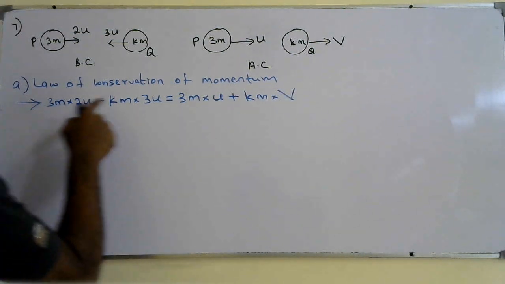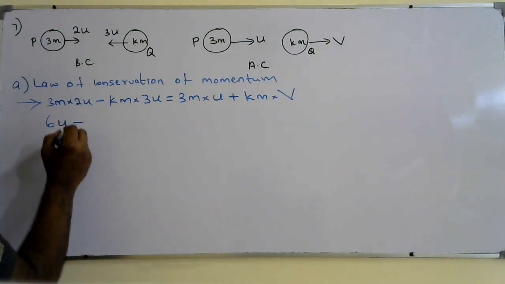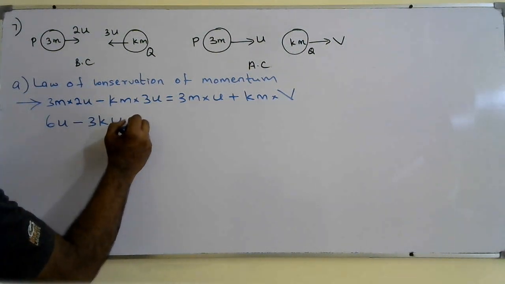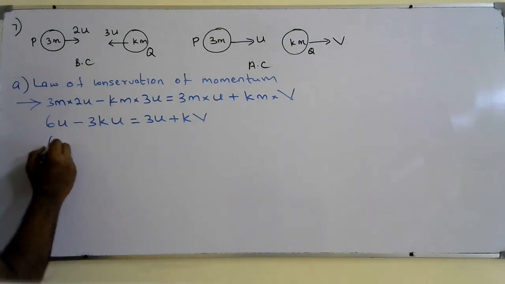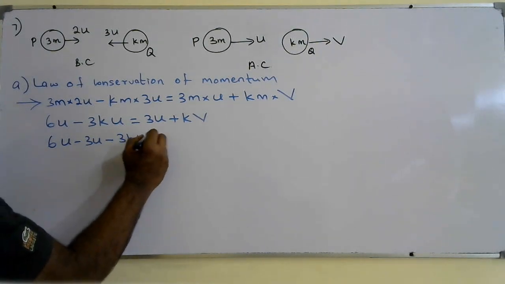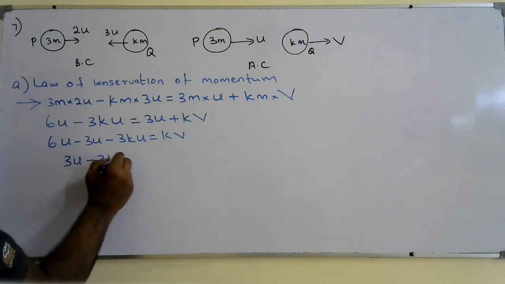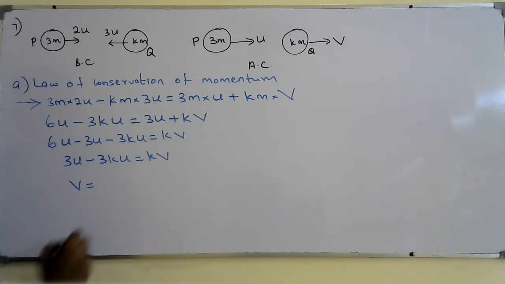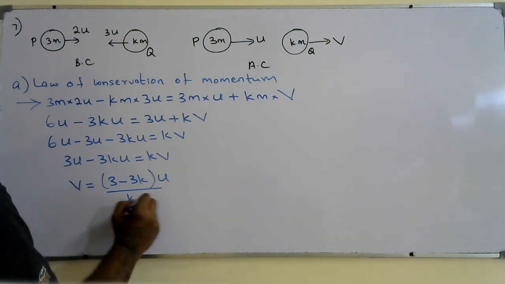So m everywhere will get cancelled. So it will become 6u minus 3ku is equal to 3u plus kv. Bring it to the left. 6u minus 3u minus 3ku equal kv. Okay, so 6u minus 3u, 3u minus 3ku equal kv. So v is equal to 3u minus 3ku over k, that is (3 - 3k)u over k. That's the first part.